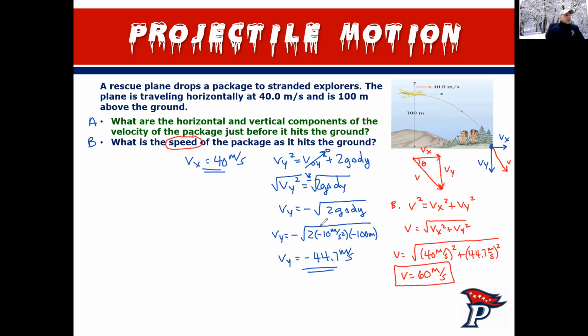Now, it doesn't ask for this, but just as a quick review of trig, if it asked for the velocity, we would just do this one extra step, right? I would include the negative sign because it's down, right? But I would take Vy over Vx, opposite over adjacent, do the inverse tangent, make sure your calculator is in degrees, right? So it'd be the inverse tangent of 44.7 over 40.